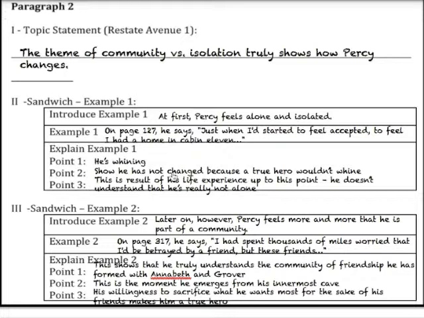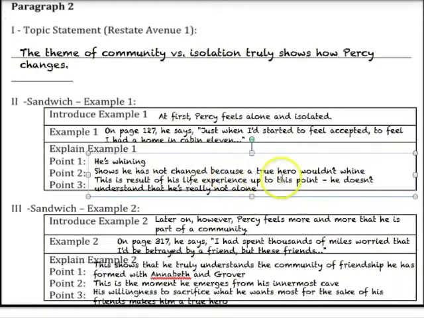And going back to the prompts, that is one that I got from the prompt page. This shows or demonstrates that he has not changed yet because a true hero wouldn't whine. And then another prompt that I used is this is the outcome of, or this is the result of, his life experience up to this point. He doesn't understand that he's really not alone. But his life experience up to this point has made him very isolated. So he's going to go there first before he goes anywhere else in his mind.